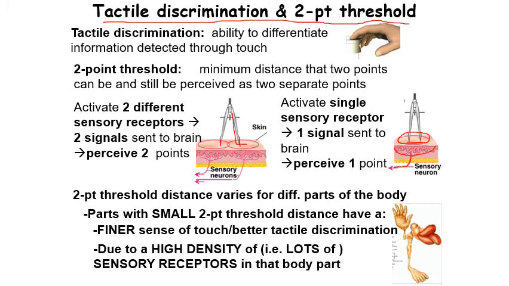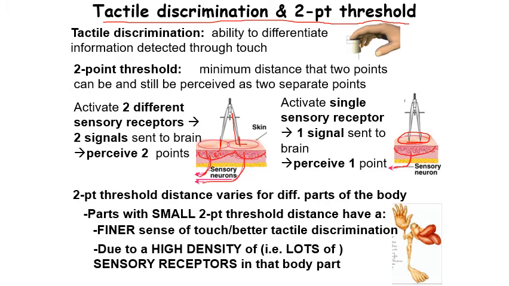Whereas here, pushing down, there are multiple receptors or sensory neurons covering this region. Now we're getting one sensory neuron firing and a second sensory neuron firing. So now the brain can say, hey, I'm getting information from here, I can sense this as two points.